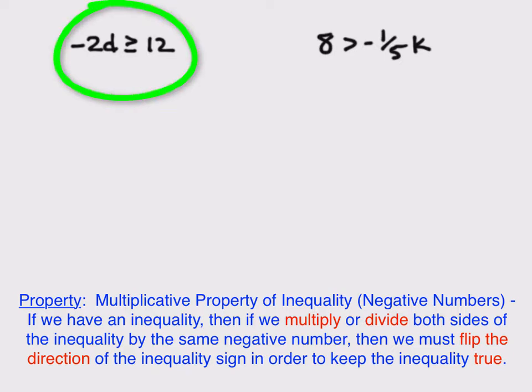So in the first, -2 times d is greater than or equal to 12, we can use our intuition to see that if d were exactly equal to -6, that would be just enough to make the statement true.